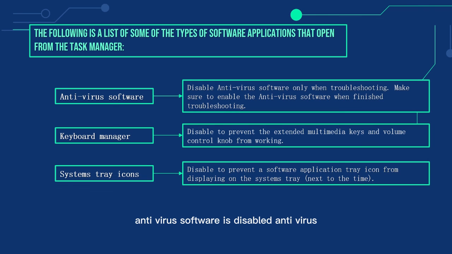Antivirus software: disable antivirus software only when troubleshooting. Make sure to enable the antivirus software when finished troubleshooting. Keyboard managers: disable to prevent the extended multimedia keys and volume control knob from working. System tray icons: disable to prevent a software application tray icon from displaying on the system tray next to the time.